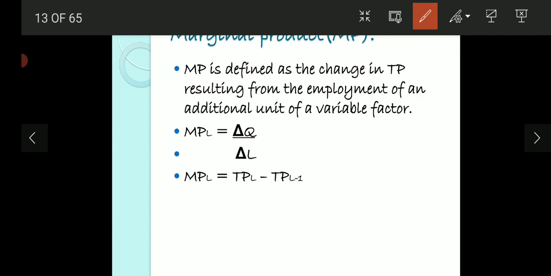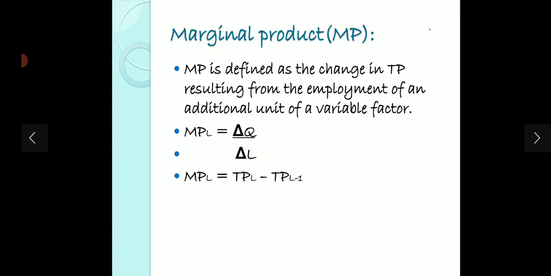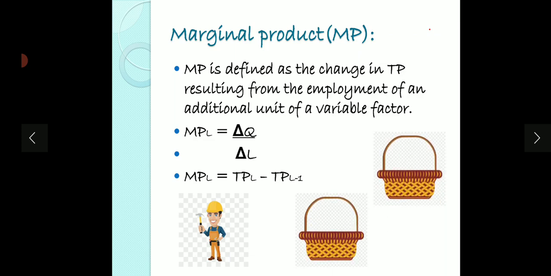So let me explain over here. For example, I employed one labor in the company and he produced 2 baskets for me. My production increased by 2 baskets. So I can say that marginal productivity of this labor is 2, because he has given me 2 baskets, right? So that is the second concept, that is marginal product.